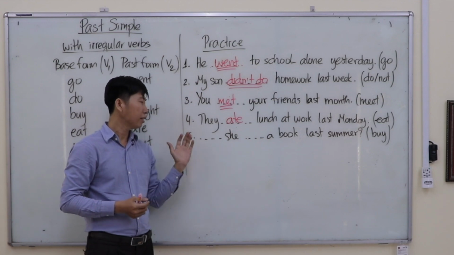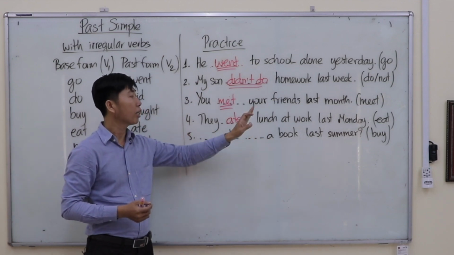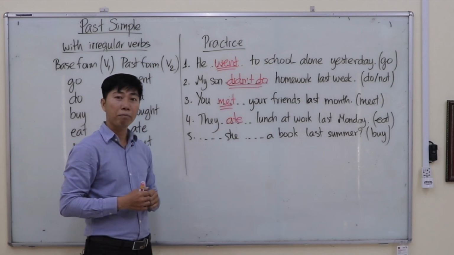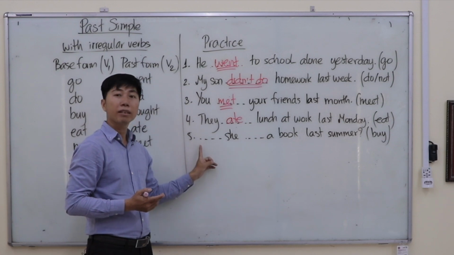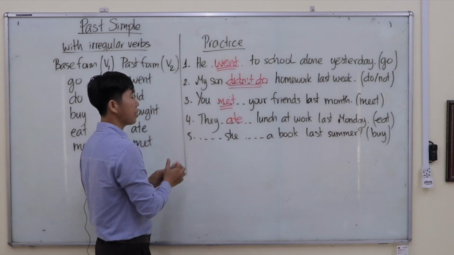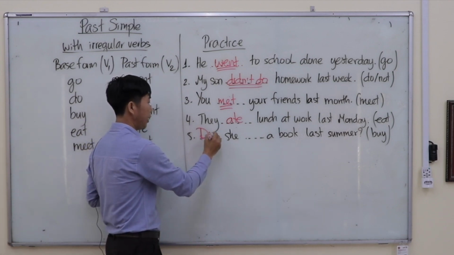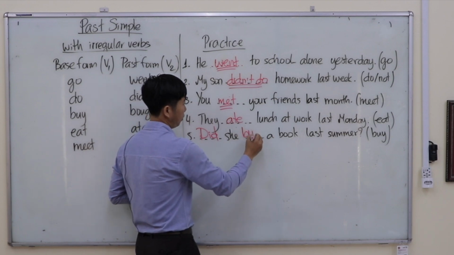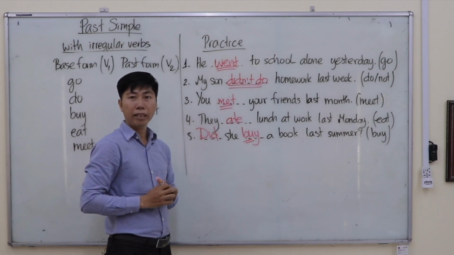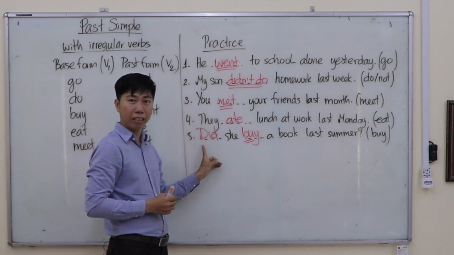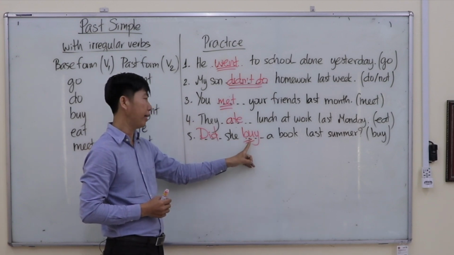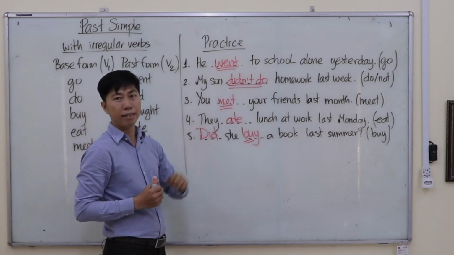And number 5, blank, she blank a book last summer, and the verb given is buy. The past of buy is bought. But remember, this sentence is a question, so we need the helping verb. So the sentence starts with did, she buy a book last summer? Why do we put buy? Remember, because we use the helping verb at the beginning in a question, so the verb here must be the base verb. So the correct answer is, did she buy a book last summer?